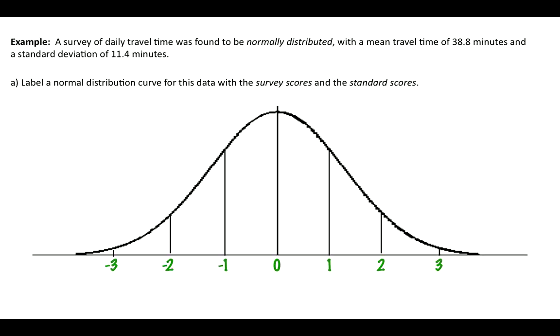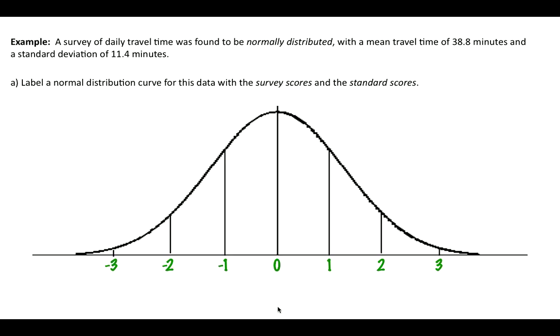So if we want to take a standard curve or a normal curve and label the normal distribution for 2 sets of values, the survey scores and the standard scores, well, the standard scores are going to be 0, plus and minus 1, plus and minus 2, plus and minus 3. So we can set those along our normal curve, and those are the standard scores.